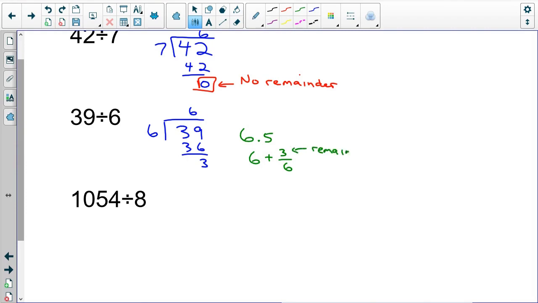So the remainder gets written on top of what we are dividing by.